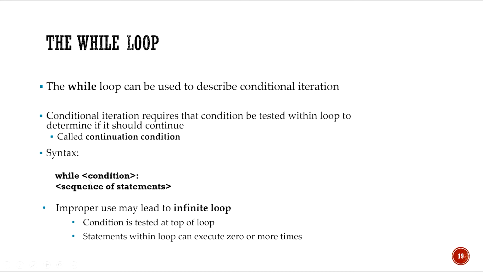Here you can see the syntax, while, and then it expects a condition, colon, and then you have a sequence of statements. So when we use a while loop, we don't have to determine the number of iterations, we just have that condition. But improper use may lead to an infinite loop. It means that your program never stops. The condition is tested at the top of the loop, and a statement within the loop can execute 0 or more times. So that's the risk of using a while loop, and we should be careful that we have a termination criteria.